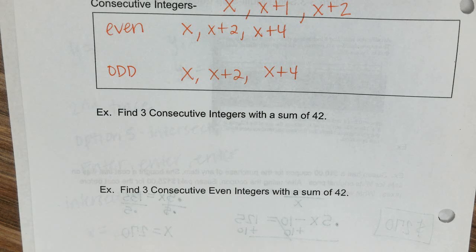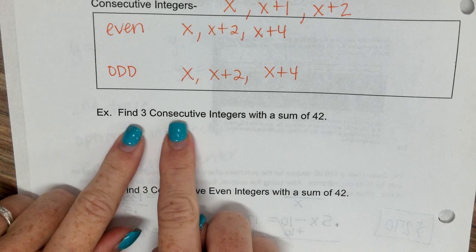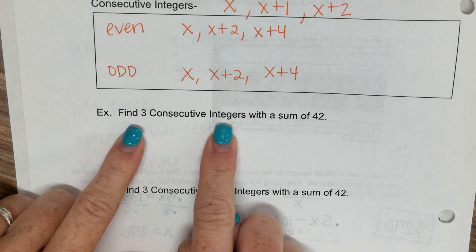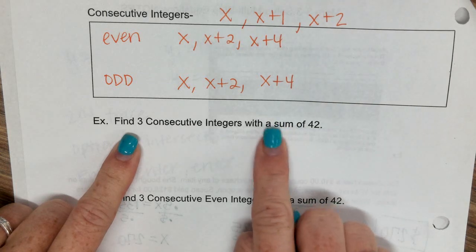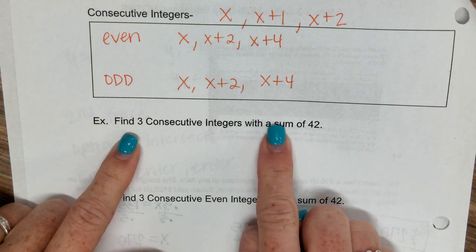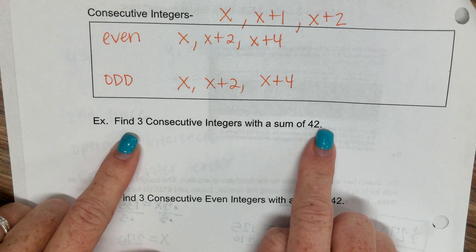You could sit and guess and add 3 consecutive integers, like is 20 plus 21 plus 22 equal to 42? Well, I don't know. I would have to sit and figure it out. You see what I'm saying? Or I can make an equation and solve it. So I want 3 consecutive integers that add up. What makes me say add up? Because sum means to equal.